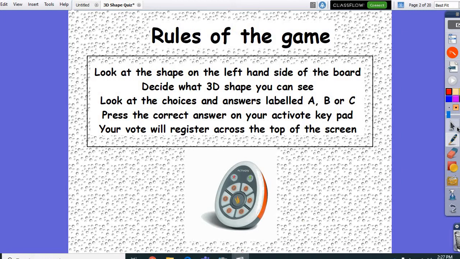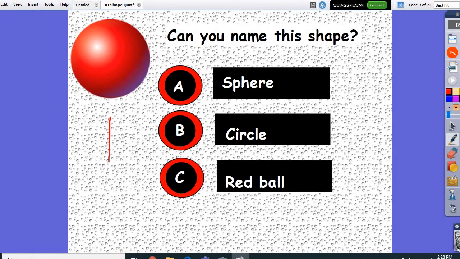Alright, so how this test is going to work is I'm going to show you the question, I will read it to you, and then you just have to write the letter of the answer. Okay? Alright, so number 1. Can you name this shape? You just got to put A, B, or C. What shape is that?